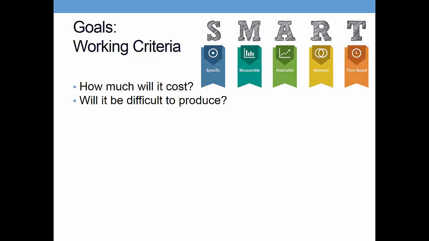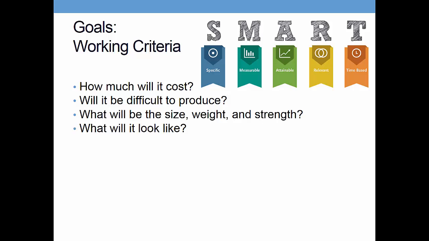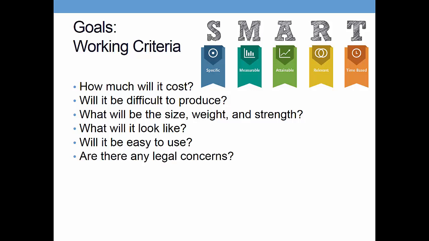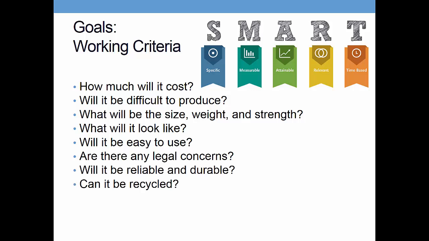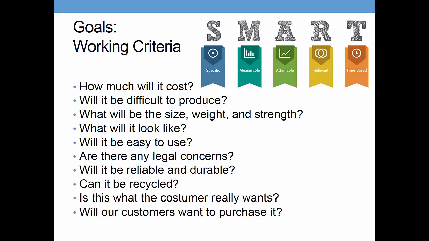Additionally, this working criteria can be established by determining the following. How much will it cost? Will it be difficult to produce? Can you determine how big it will be, what its strength needs to be, and what it will look like? Will it be easy to use? And are there any legal concerns if you're creating something? Is it reliable? Can it be recycled? And is it really what your customer wants? Will your customers want to purchase this?